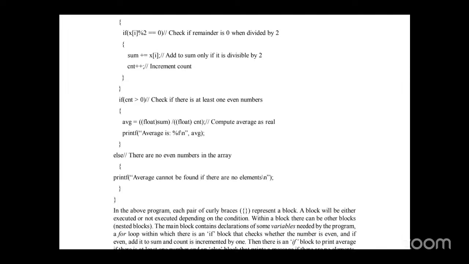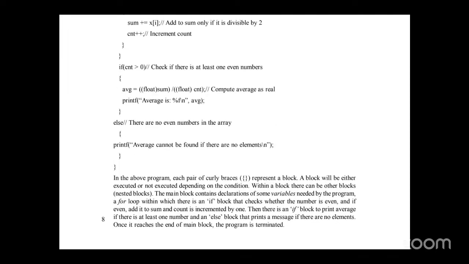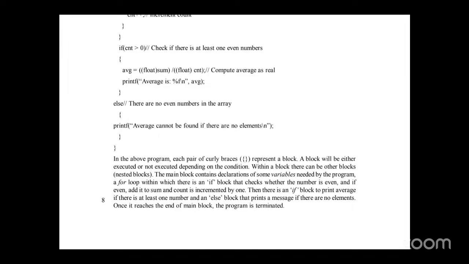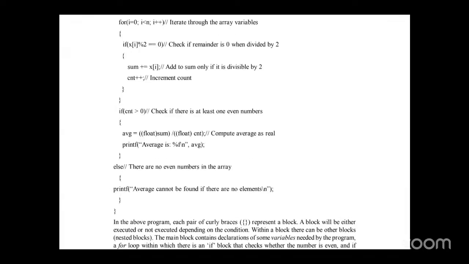Next, printf the average is %f of average. Else, there are no even numbers in the array. Printf average cannot be found if there are no elements in the array. It will be the user result, and our required condition is count greater than 0.